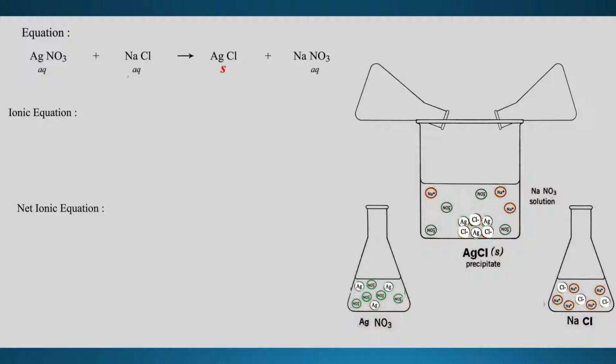First, the equation. We balance out the equation. AgNO3 plus NaCl, precipitate AgCl and NaNO3. And pay attention to the state, because we look onto the state to decide. Once we have the state, now we break up into ionic equation as follows.